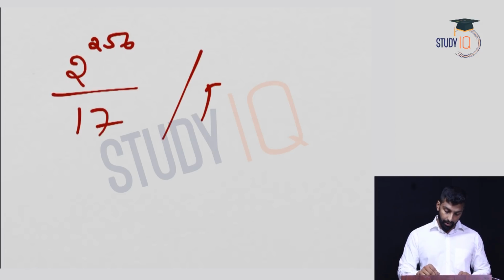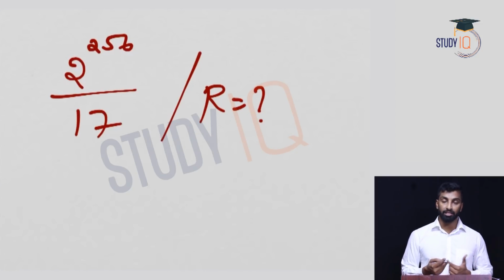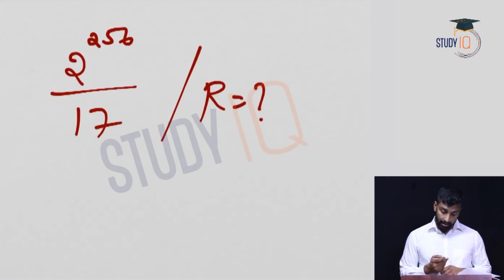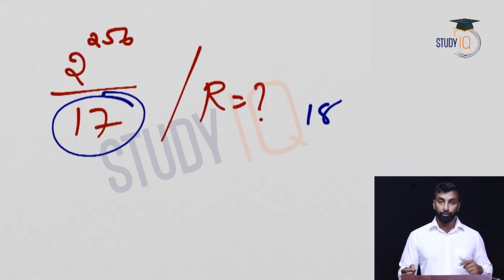Okay, so in this question, 2 raised to 256 divided by 17, and you need to find the remainder, right? So for 2 raised to n, you will factorize the numerator in such a way that when you divide with the denominator, it leaves plus 1 or minus 1 as a remainder, right? And here, the denominator is 17. So if you need plus 1 as a remainder, you should get 18. If you need minus 1 as a remainder, you should get 16.